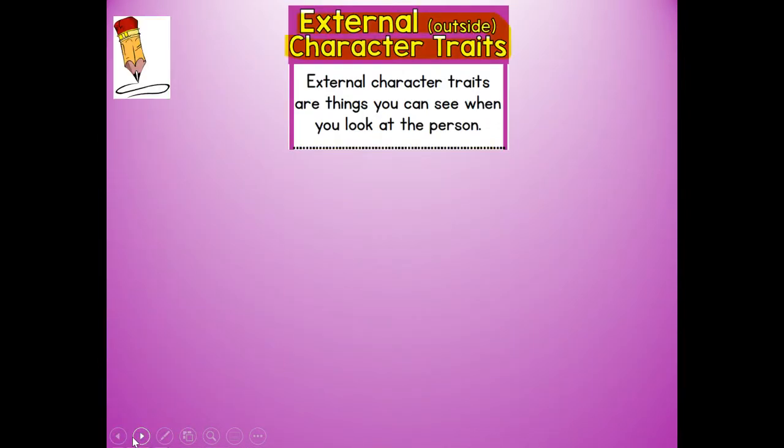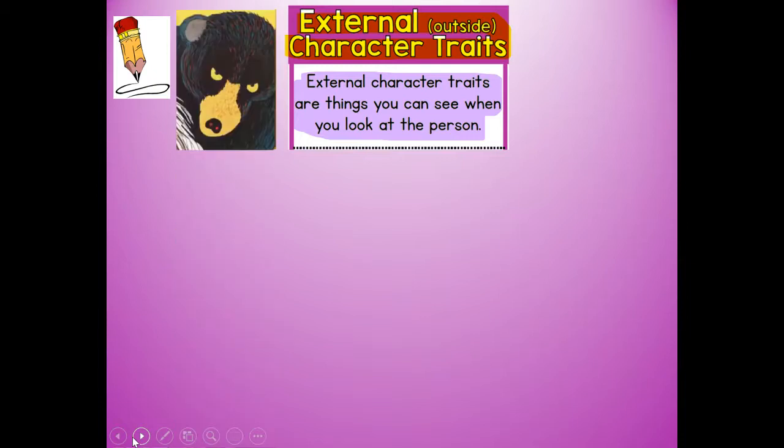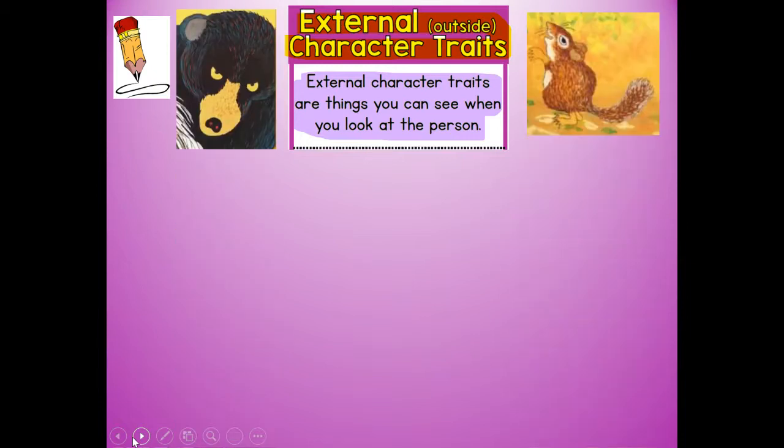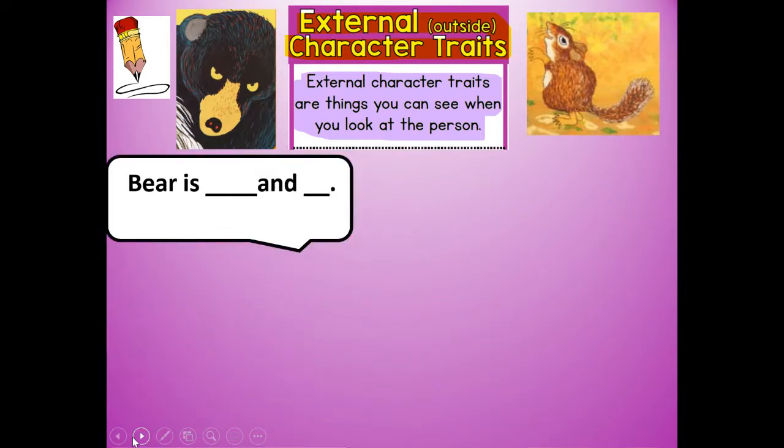External character traits on the outside. External character traits are things you can see when you look at the person or animal. For example, bear or brown squirrel. What do you see when you look at bear? Think of two things you see.